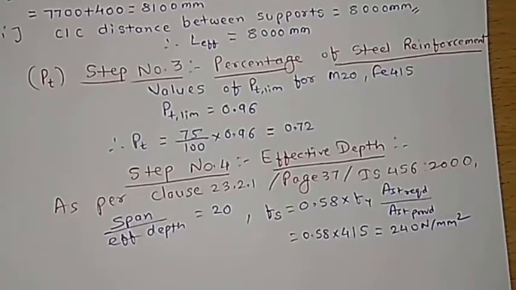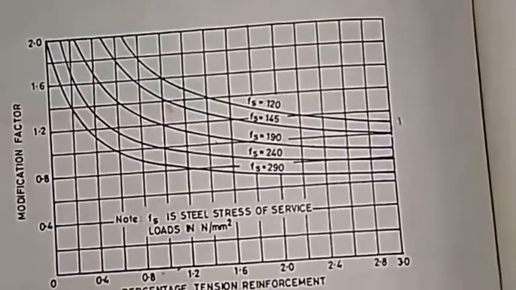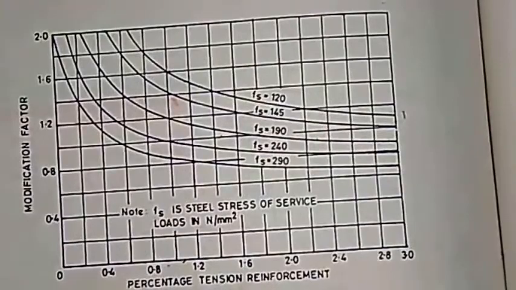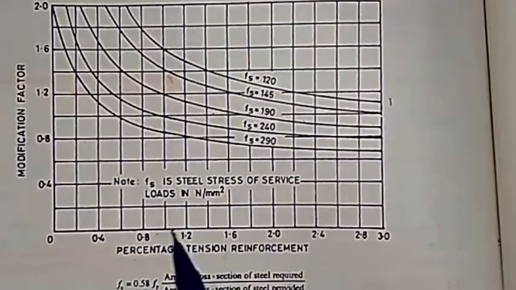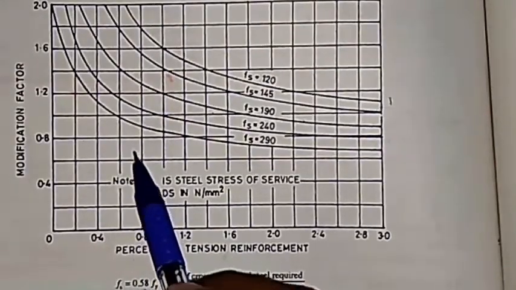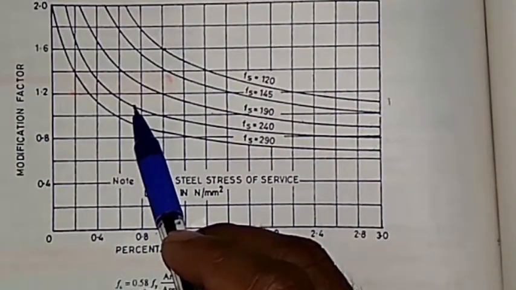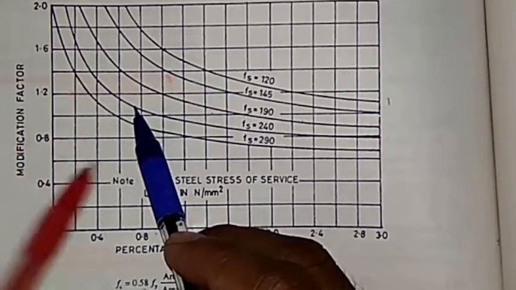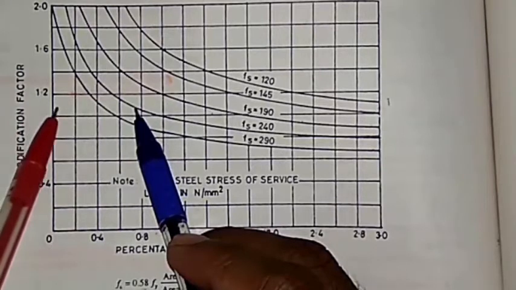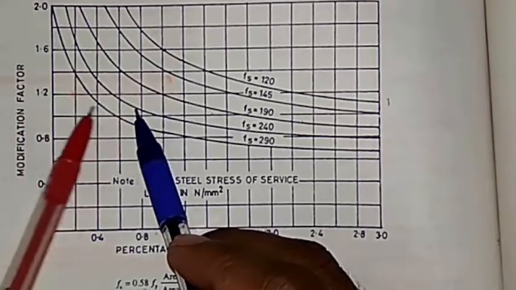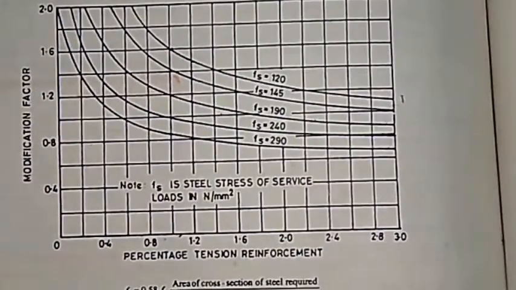So now if we go ahead with this figure, where percentage of tension reinforcement is given, that is 0.72, it has to be on this line, and Fs is 240. So it is going to cross at this point. Now you need to check what the modification factor is on this line. So this is 0.8, this is 1, and it has to be in between. If we consider this, it has to be 1.1. So that's the modification factor.